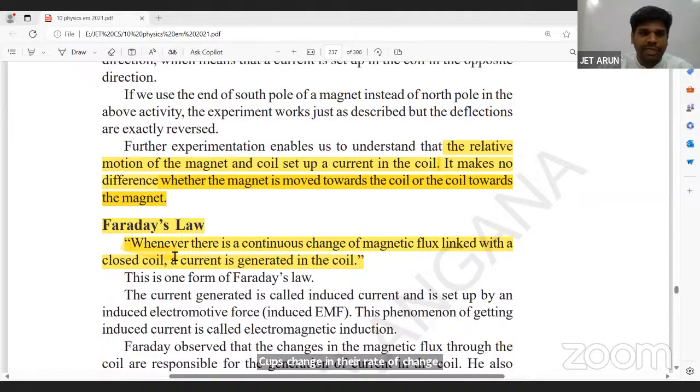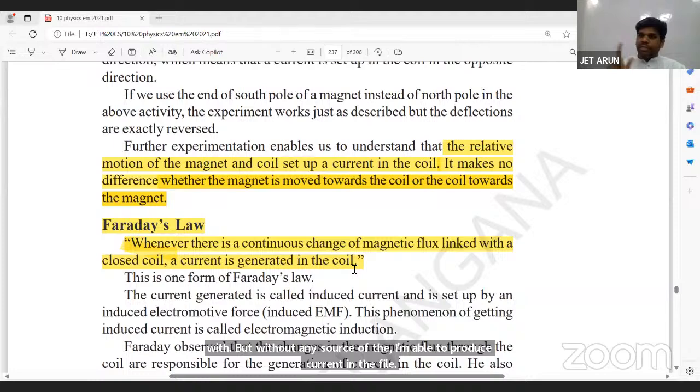So here is Faraday's law. Whenever there is a continuous change of magnetic flux linked with a closed coil, a current is generated in the coil. There is no battery in the coil, no source of EMF in the coil. But without any source of EMF, I am able to produce current in the coil just by moving a magnet, or in other words, just by changing the magnetic flux.